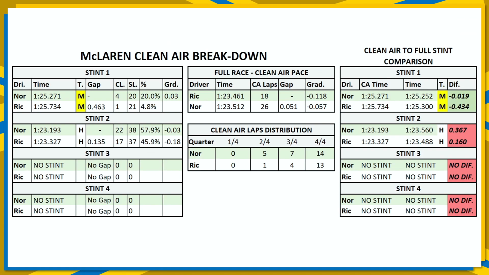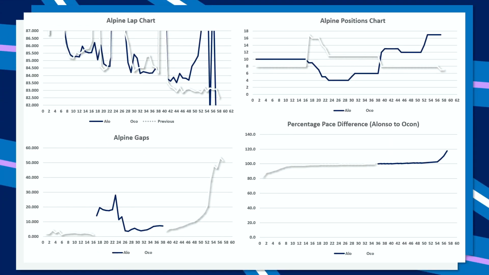But then from McLaren we can take a look at Alpine and the battle between Fernando Alonso in the dark blue and Esteban Ocon in the white.